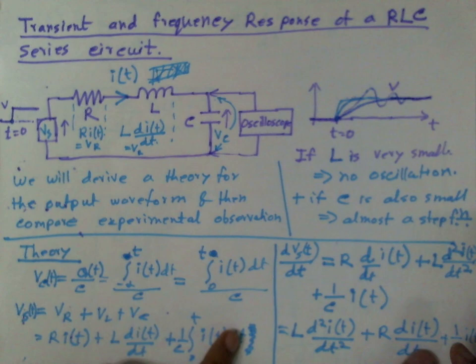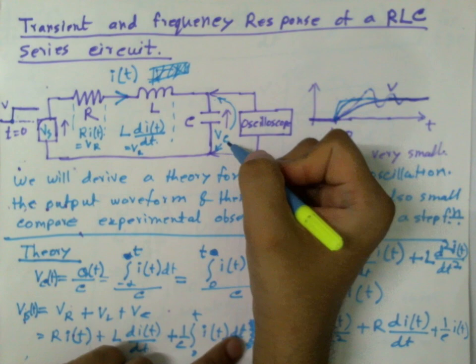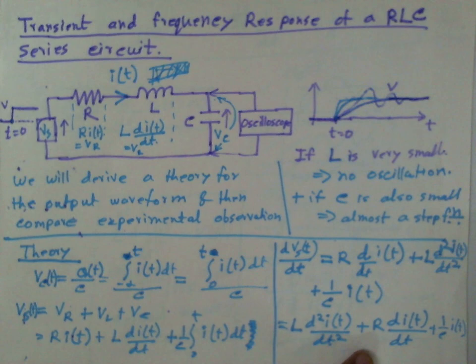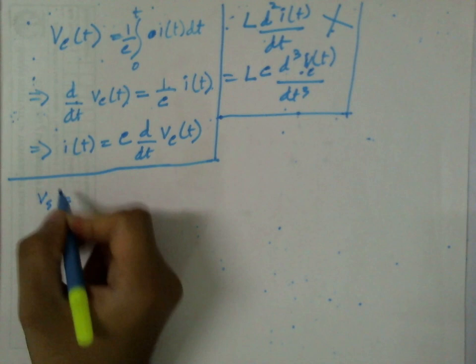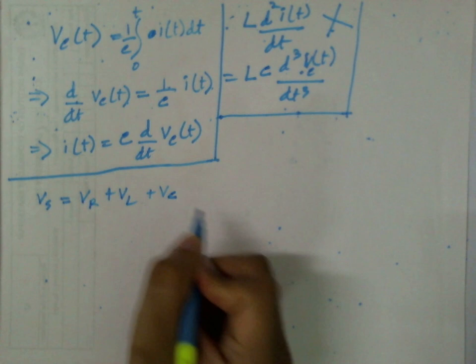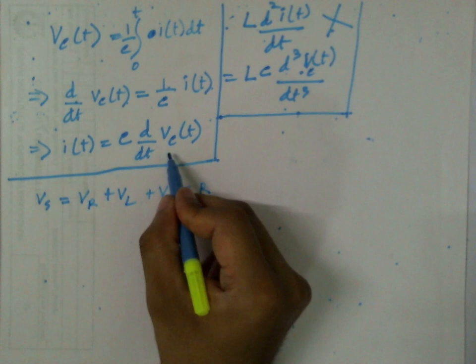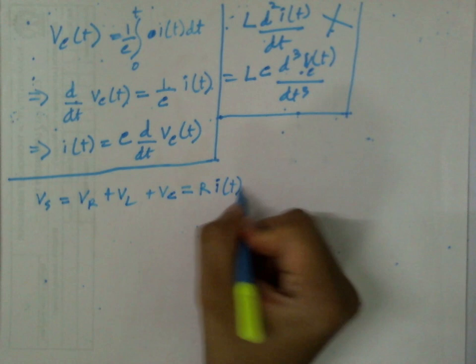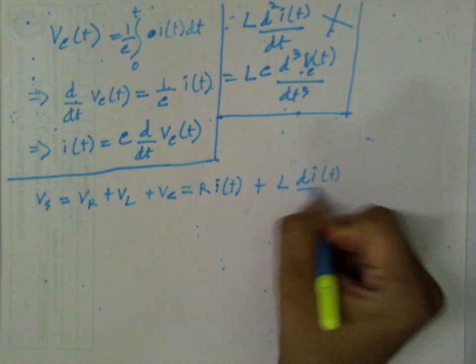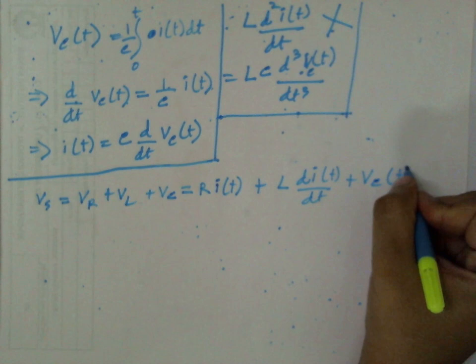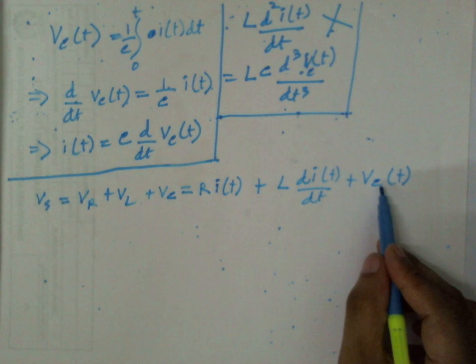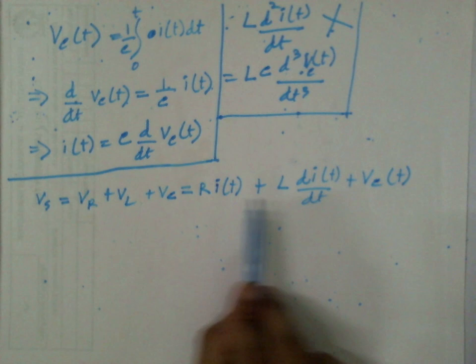Let's look at the circuit and write a differential equation in terms of VC(t). Let us start from this equation. VS, the supply voltage, is equal to VR plus VL plus VC, right? Now VR is R times i(t), and i(t) is this. So R times i(t) plus VL, which is L di(t)/dt, plus VC(t). The last term is already in terms of VC(t), so I'm happy. These two terms I have to write in terms of VC(t).